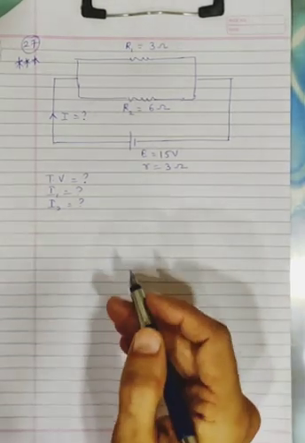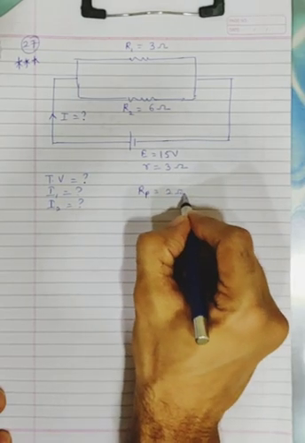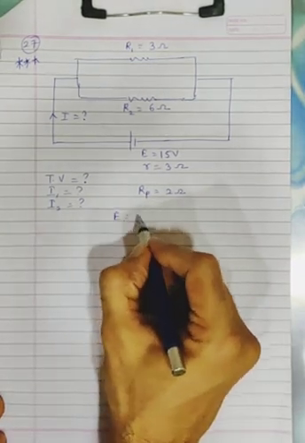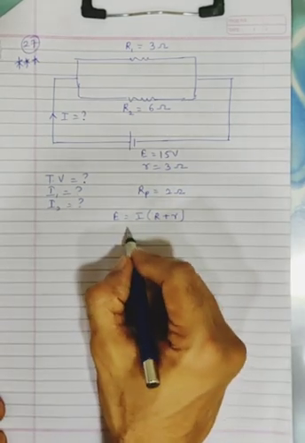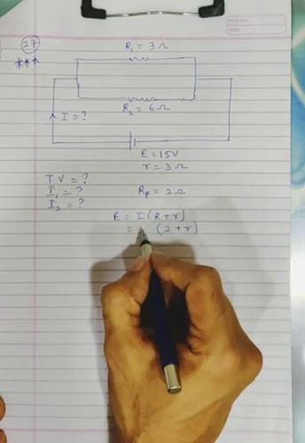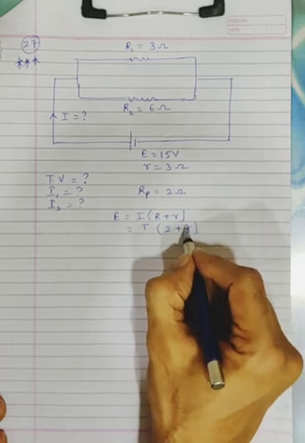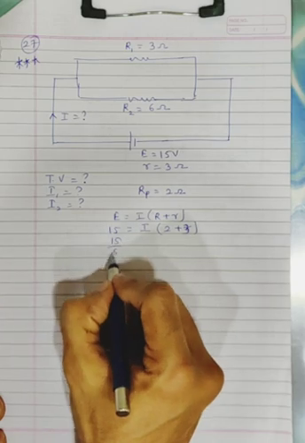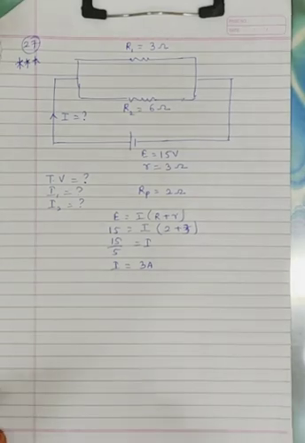First, you have to solve for RP. I'm writing the answer directly. When you solve for RP, your answer will come 2 ohm. Then we use the formula E is equal to I into big R plus small r. Big R is 2. Small r we know, it is 3. I we don't know, and EMF is 15. So 15 upon 5 is equal to I. So I is equal to 3 ampere.